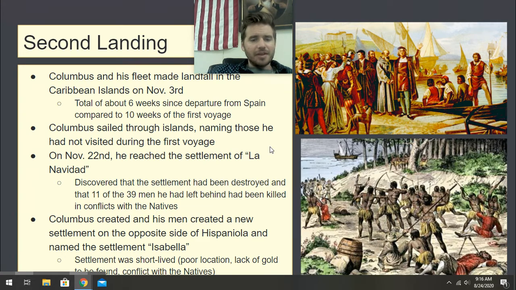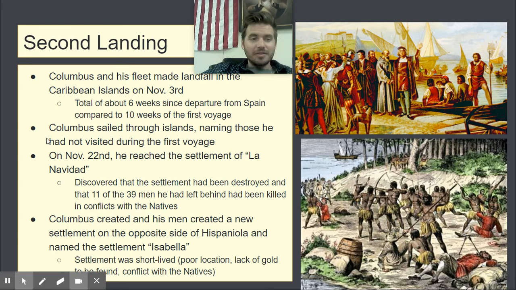Also, there's conflict with the natives. So this settlement of Isabella is starting to really suffer. And Columbus is going to suffer as well, along with the settlement of Isabella.